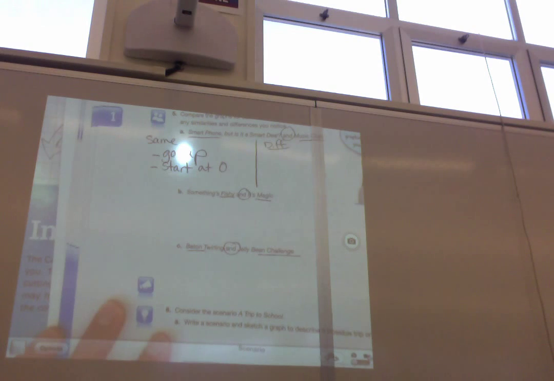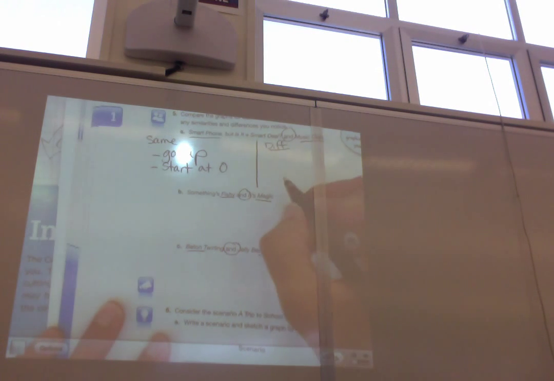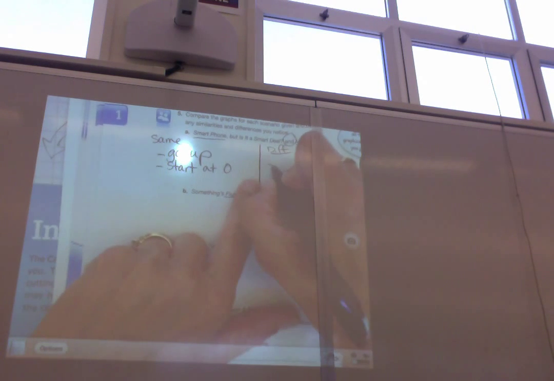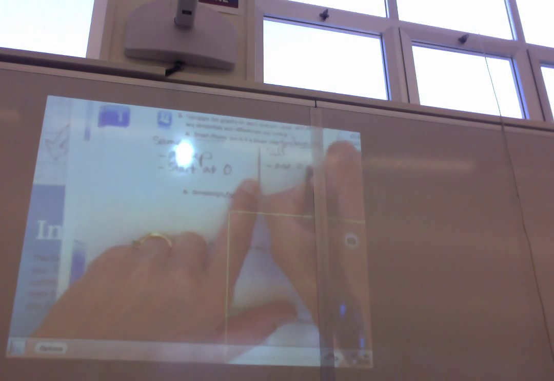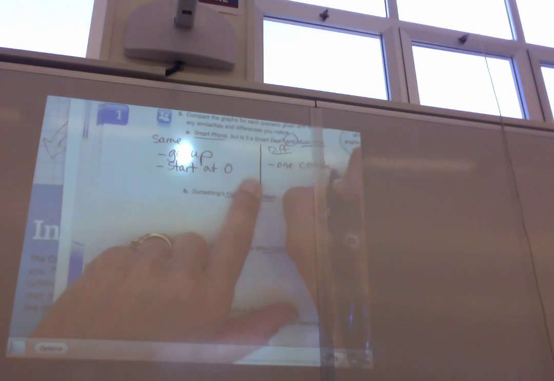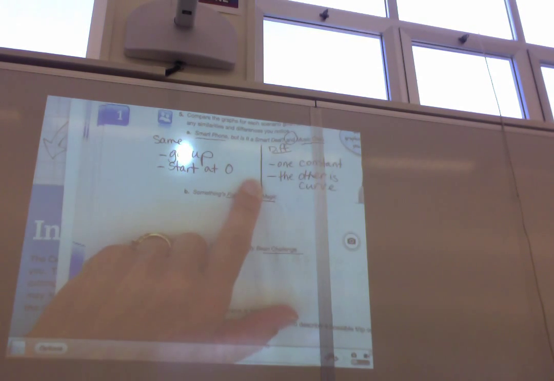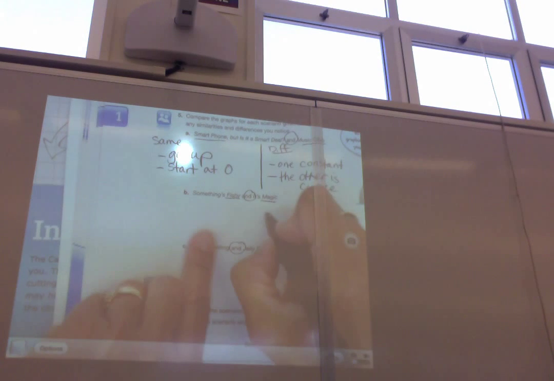Okay. Myra, what's different in those two graphs? One of them goes at a constant speed, and the other is curved. They're both going up from 0. One goes straight up in a straight line. One curves on up. Thank you very much.